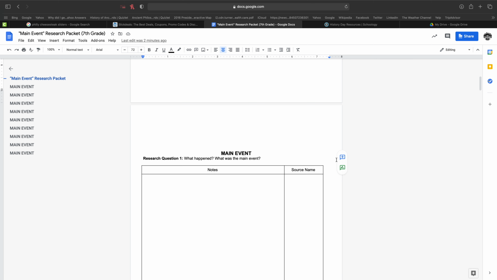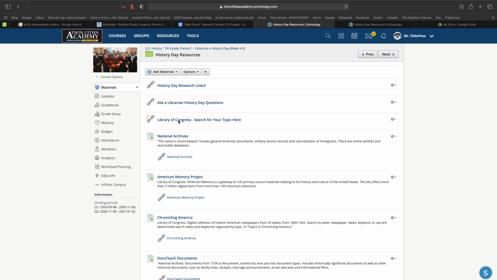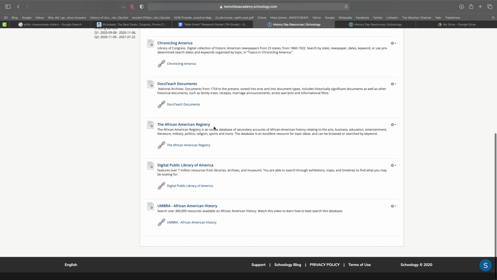We're going to do that first. If you go on the document here, and also on Schoology, you can click where it says Schoology links to resources. And then here you have a whole range of things you can use to help your research.